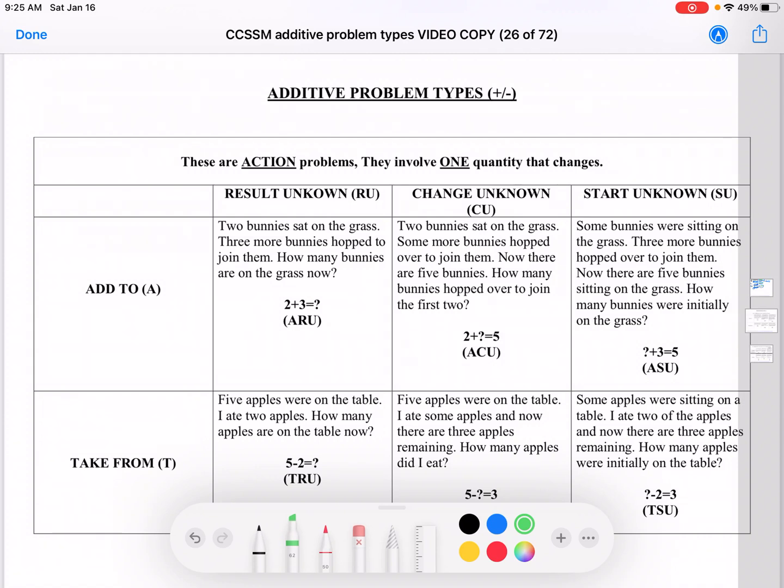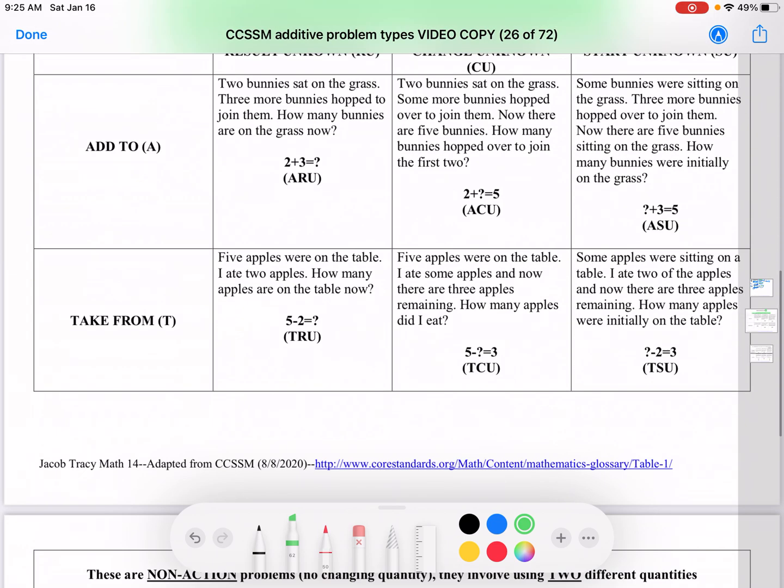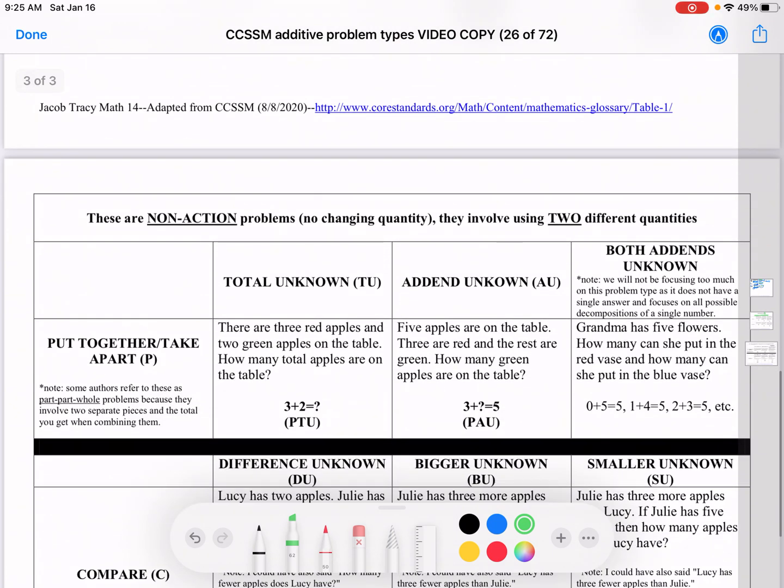All right, so to summarize really quickly, when either writing additive word problems, which again are addition or subtraction, or classifying word problems, you first need to ask yourself, do I have one quantity that is either getting bigger or smaller, in which case that would be an action problem where the quantity is changing, or do I have two different quantities like red apples and green apples?